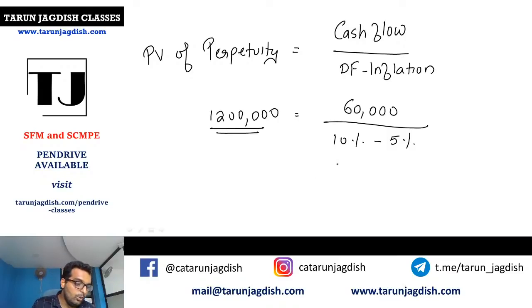Hence, friends, to conclude, the present value of perpetuity can be found out using the formula cash flow divided by discount factor minus inflation. I will give you 1 minute. Don't write anything now. Process the whole information that I have given you. I will then dictate in a proper manner so that you write down the logic and you never forget the logic. I'll give you 5 minutes. The 5 minutes starts now.